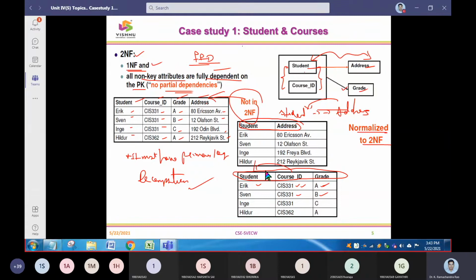Now course ID and grade are fully functionally dependent on the student, and assuming here student is going to be the primary key. So in this way we solved the second normal form, right?